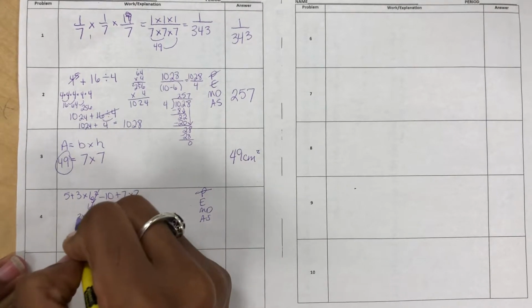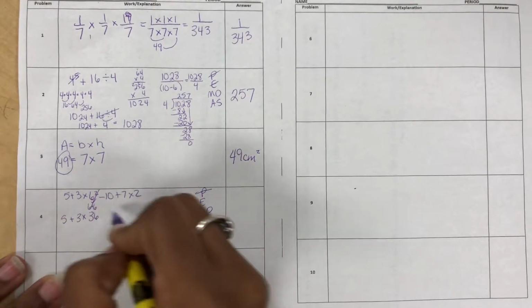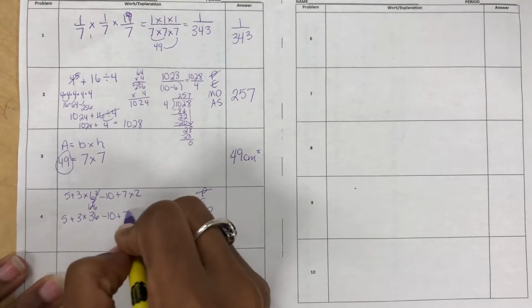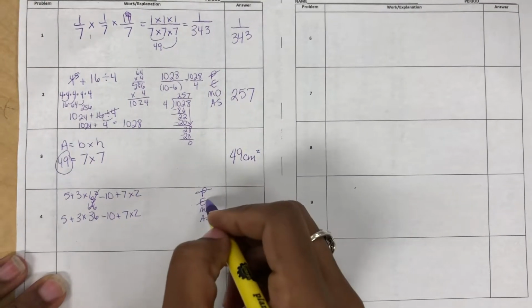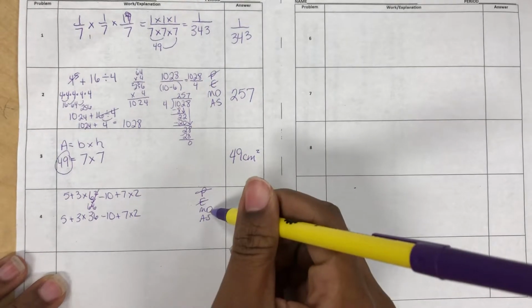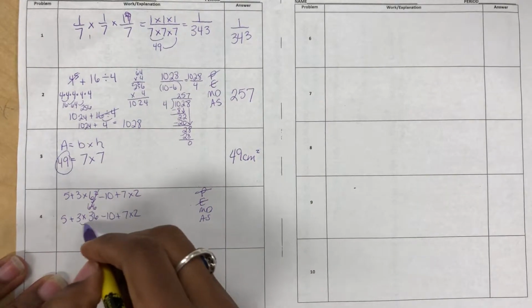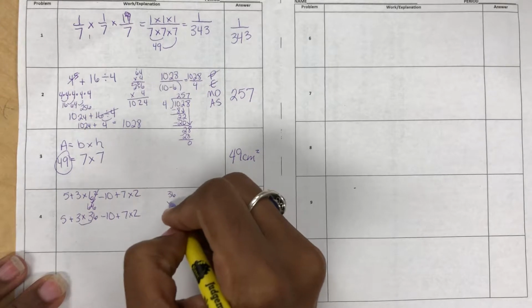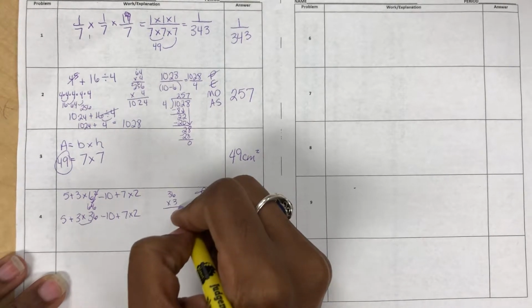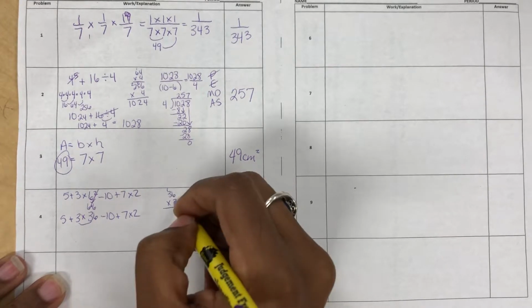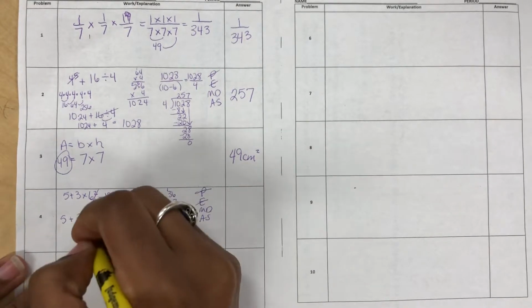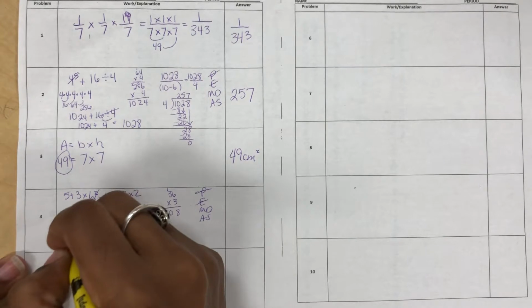Then I'm going to bring everything else down and keep going. So I don't have any more exponents, so I'm done with that step. So the next thing I'm looking for is multiplication and division. So I've got some multiplication here. I don't know what 36 times 3 is off the top of my head, so I'm going to work it out. So 6 times 3 gives me 18, carry the 1. 3 times 3 is 9, plus 1 is 10. So this gives me 108 plus 5.